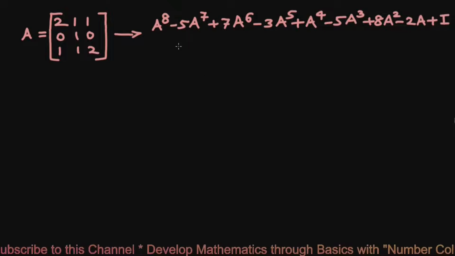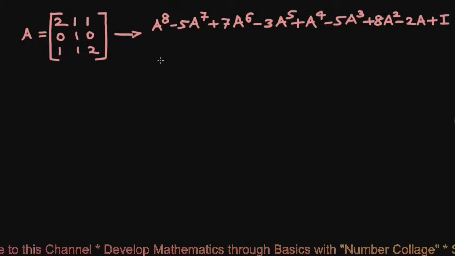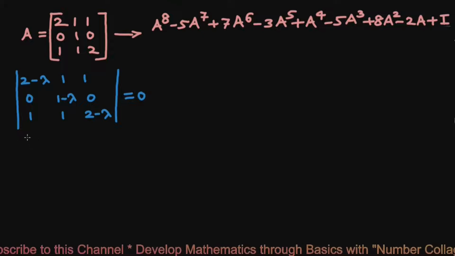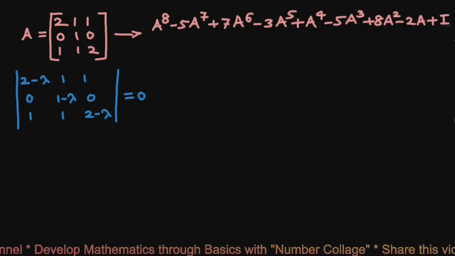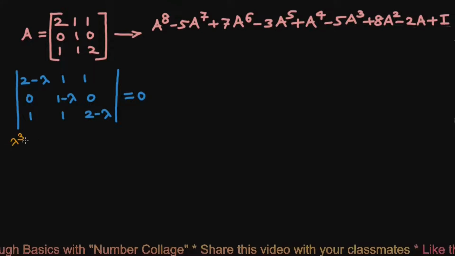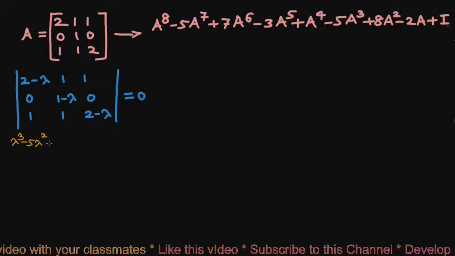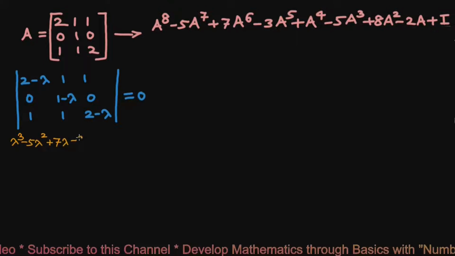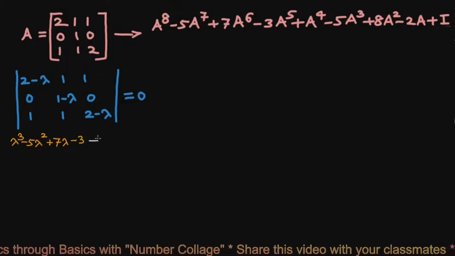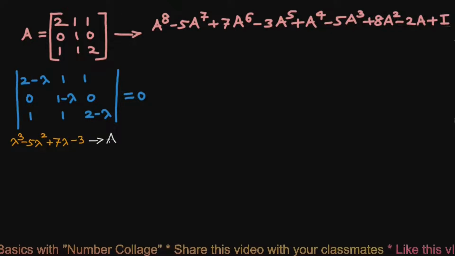We start by writing the characteristic equation of matrix A. After expansion of this determinant, we will get a cubic polynomial equation: lambda cube minus 5 lambda square plus 7 lambda minus 3. We know that this equation is satisfied by the matrix A.